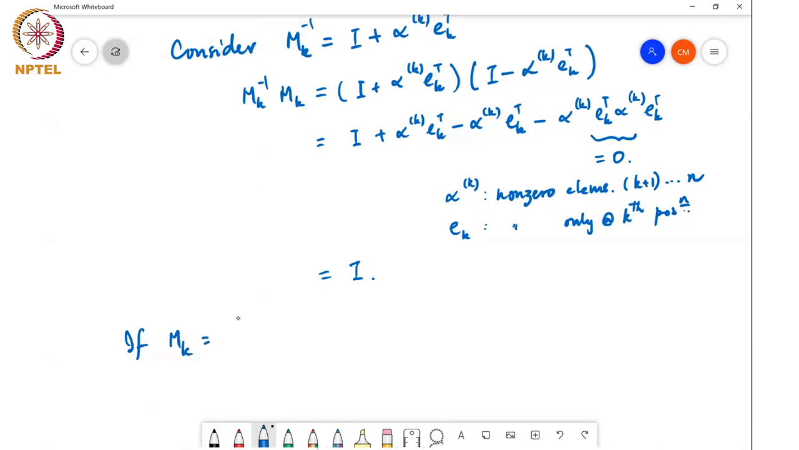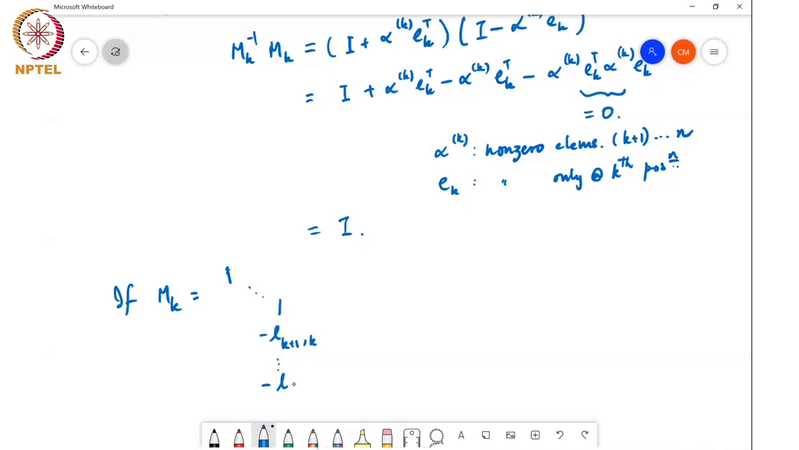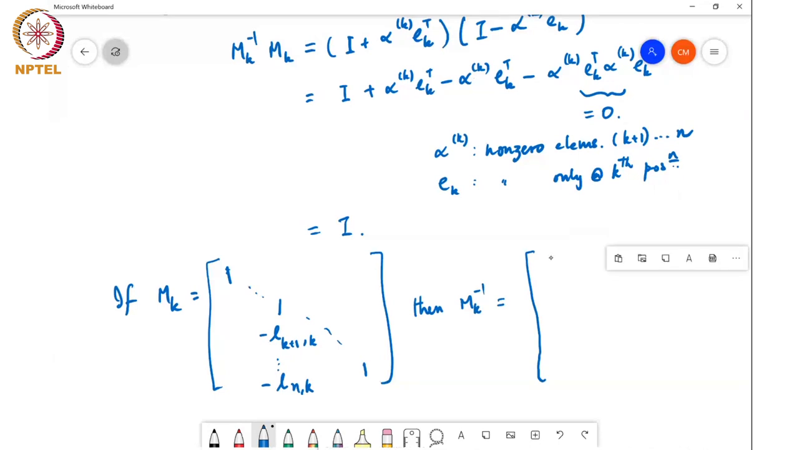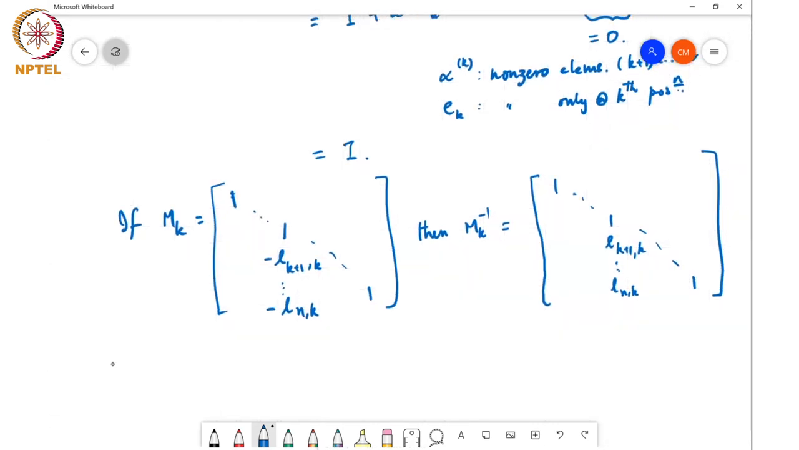So basically, if mk is of the form with 1s on the diagonal, then minus l_{k+1,k} up to minus l_{n,k} in column k, and zeros everywhere else, then mk inverse will be the same matrix, but with plus l_{k+1,k} up to l_{n,k}, and ones along the diagonal. So we now know how to find mk inverse. That's super easy, given that we've already found what mk is.